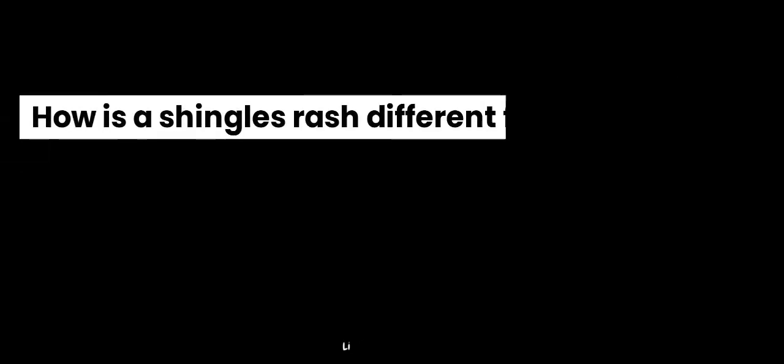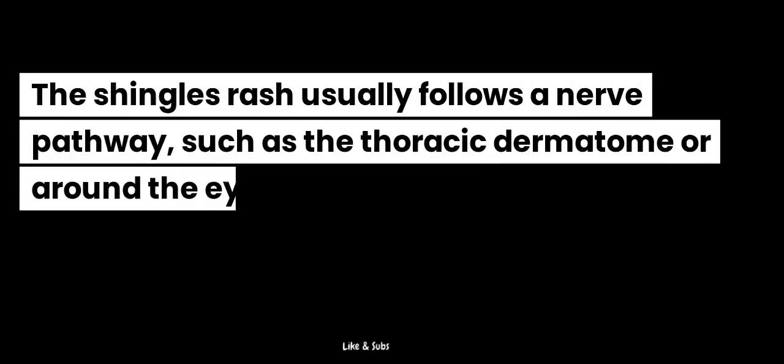33. How is a shingles rash different from other rashes? The shingles rash usually follows a nerve pathway, such as the thoracic dermatome or around the eye. It tends to be more localized and painful compared to other rashes.